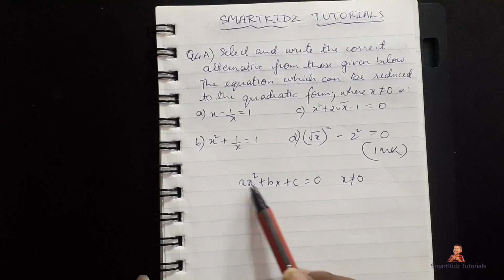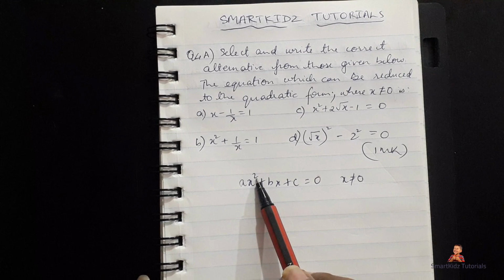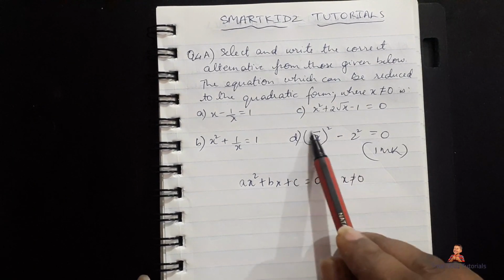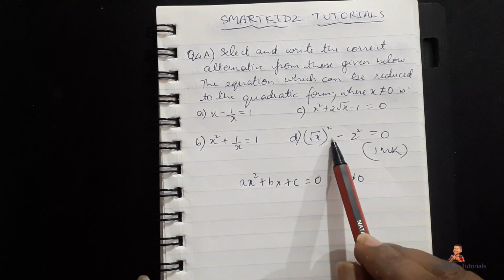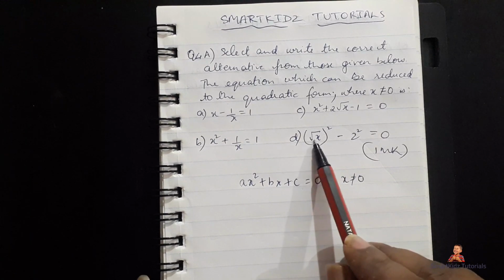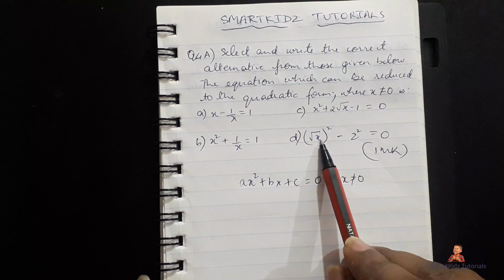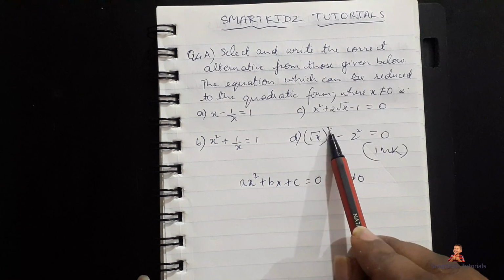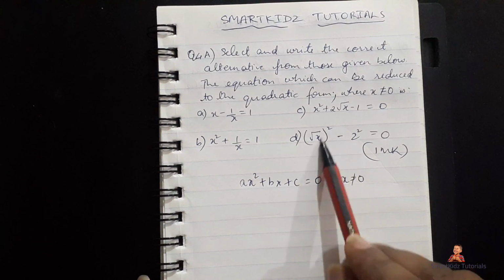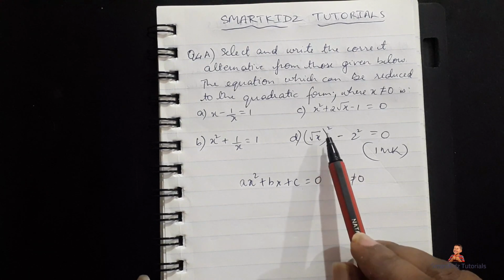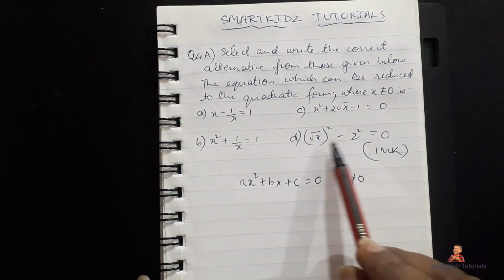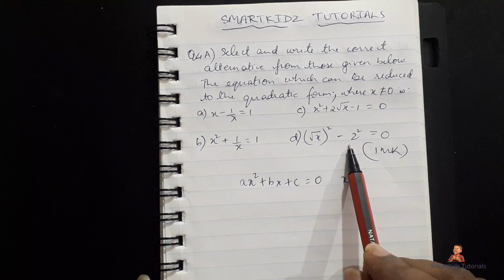So the highest power of this polynomial should be 2. In this case, we are given root of x whole square. So once you open this up, this becomes x. So it loses the power 2, and the highest power in this case will become x. So it will be x minus 2 square will be 4, so x minus 4. So that is not quadratic form.